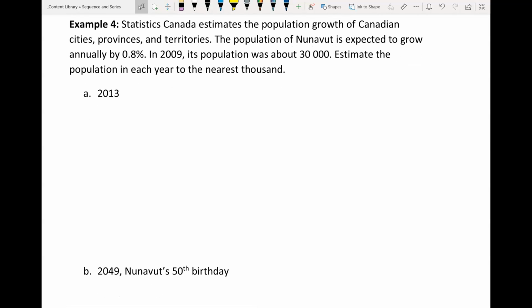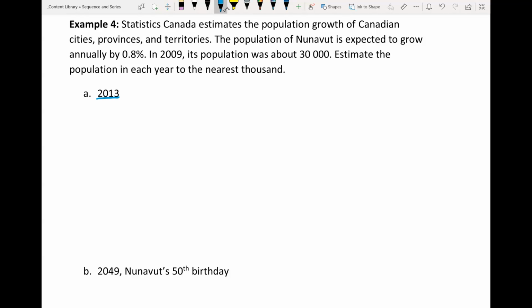We're going to do 2 more examples. So example 4: Statistics Canada estimates the population growth of Canadian cities, provinces, and territories. The population of Nunavut is expected to grow annually by 0.8%. In 2009, its population was about 30,000. We want to estimate the population each year to the nearest 1,000. And we're looking for the year 2013.